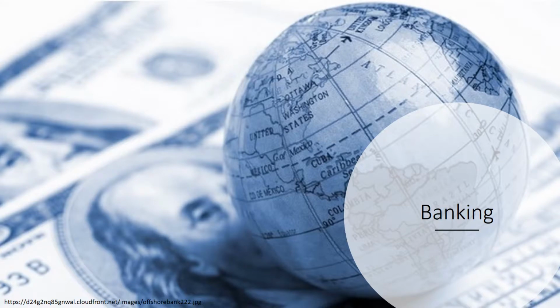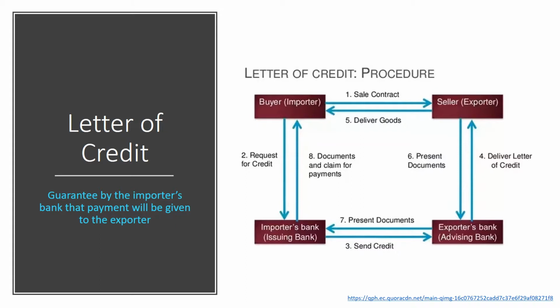Other issues that may present themselves to entrepreneurs looking to import goods deal with banking. So when an importer needs to pay an exporter for goods, they may use a letter of credit. A letter of credit is a guarantee by the importer's bank that payment will be given to the exporter. The importer will enter into a sale contract with the exporter. The buyer's credit will be substituted by their bank's credit. A letter of credit will be given to the seller, and the goods will be delivered. Once the exporter shows appropriate documentation to the bank, their payment will be received.